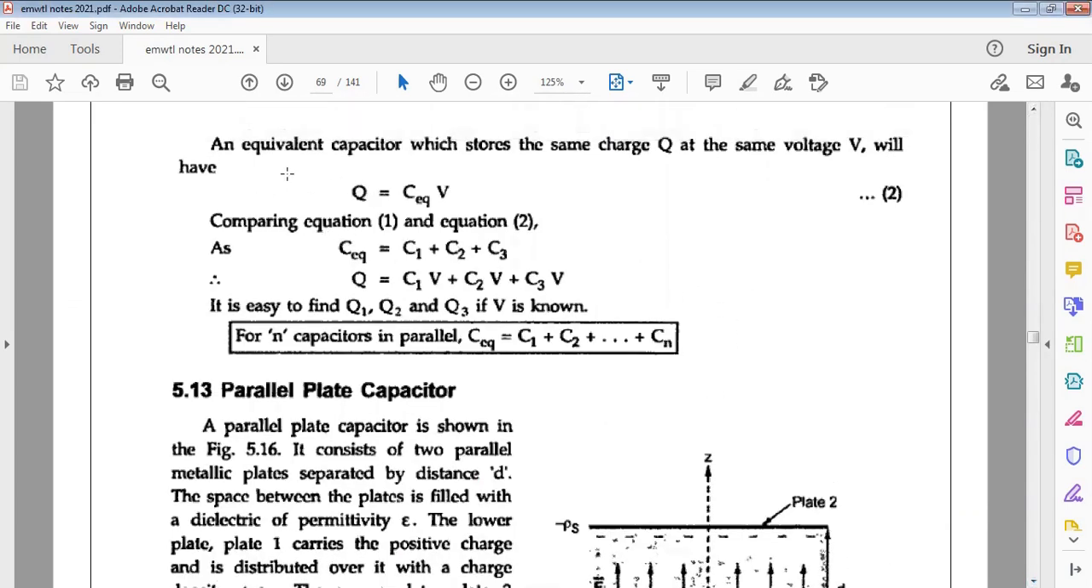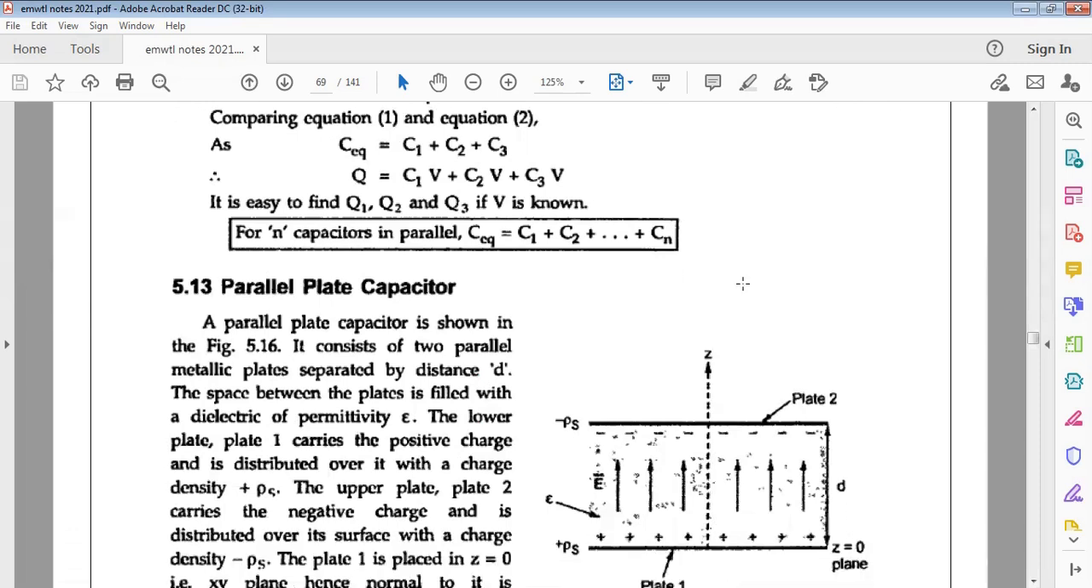Now an equivalent capacitor which stores the same charge at the same voltage V will be Q equal to C equivalent times V. That C equivalent is C1 plus C2 plus C3. For n capacitors, the C equivalent is C1 plus C2 plus C3 and so on up to Cn. The same formula applies.